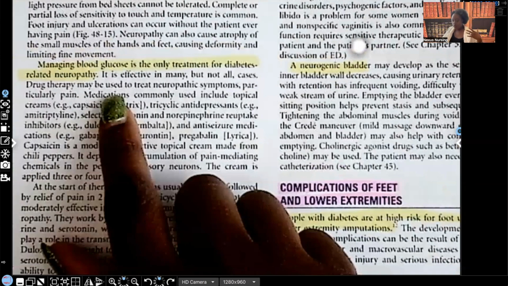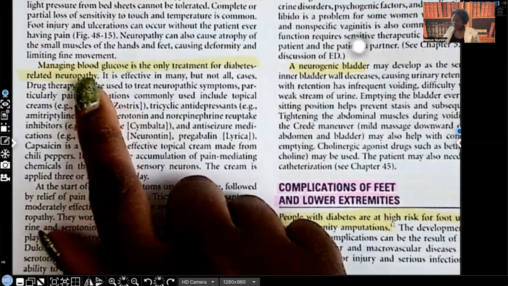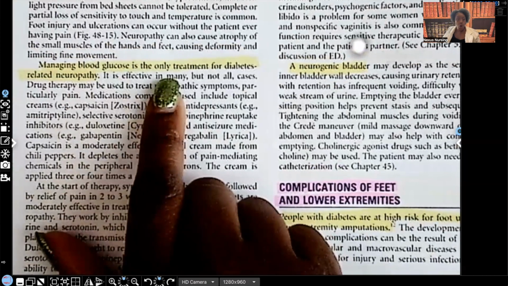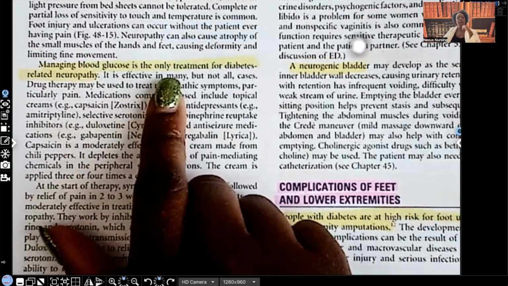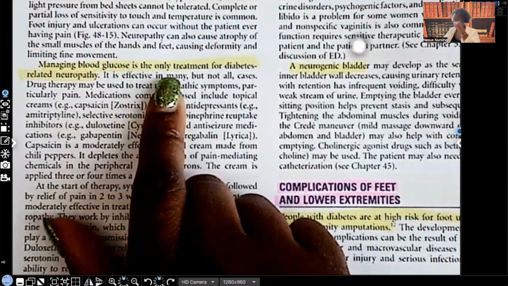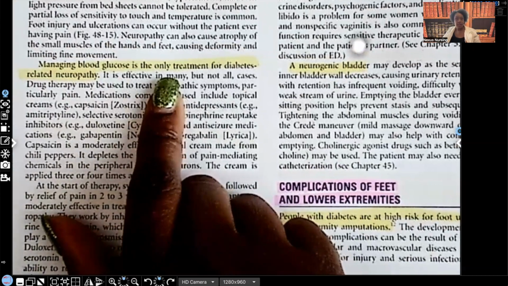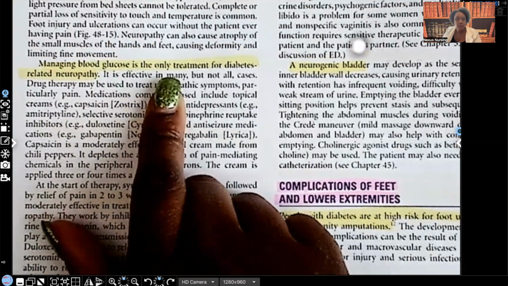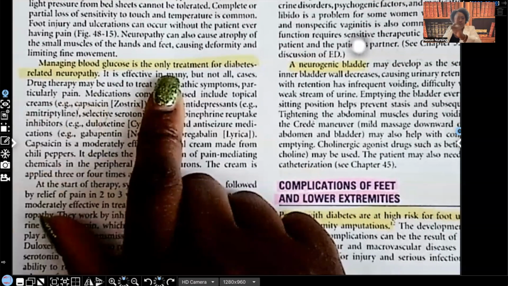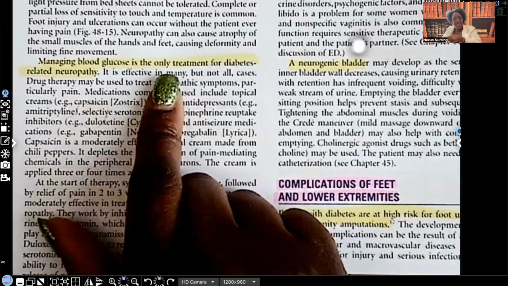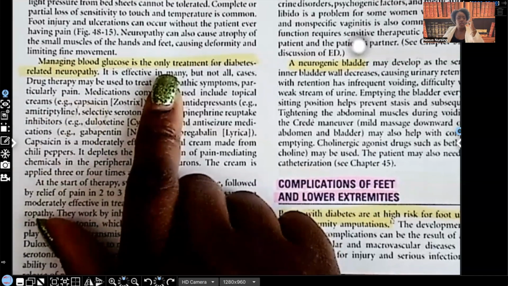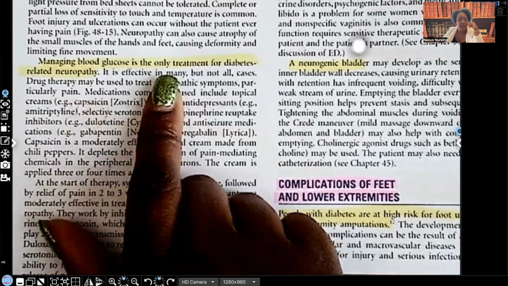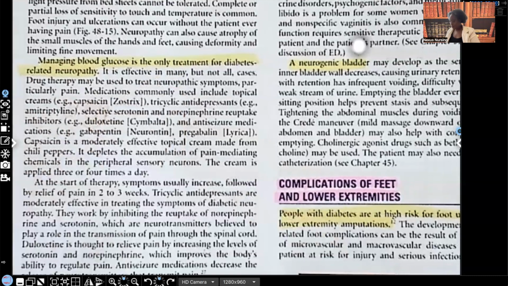We still talk about neuropathy. Managing blood glucose is the only treatment for diabetes-related neuropathy. What did I tell you about all-inclusives? When you're studying and you see those all-inclusive words, such as only, always, never, pay attention. This is telling you we have no other option. The only way that we can decrease this is what? Controlling that blood sugar. That's our only option. Make sure you know it.